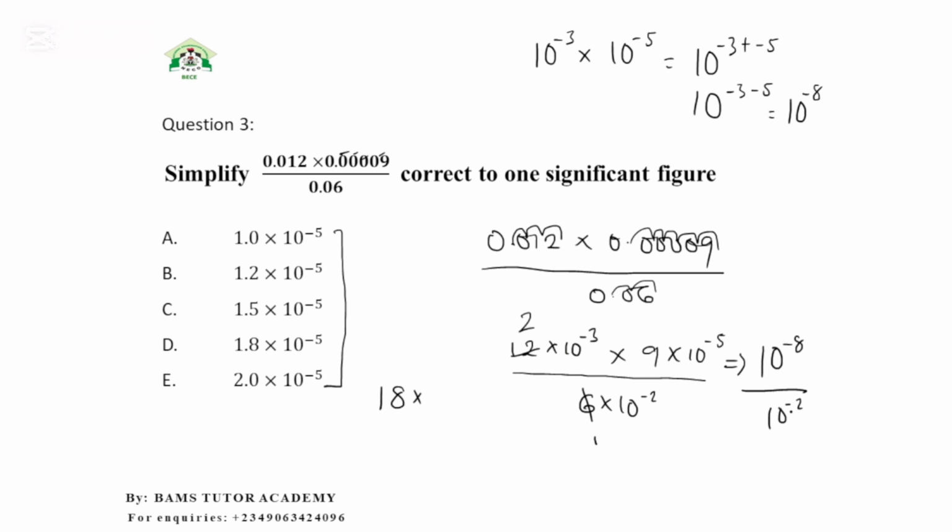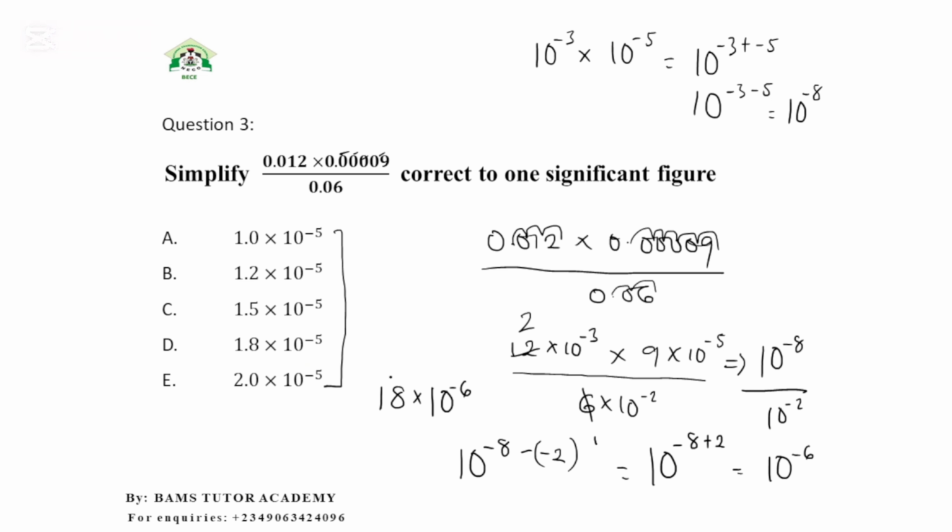Now they are dividing, so I'm going to what? Subtract the powers. So that will be 10 to the power of minus 8 minus 2. And because I'm having a minus times minus, that's going to be a plus. So that's 10 raised to the power minus 8 plus 2, right? And that's going to be 10 raised to the power of minus 6. So I now have 18 times 10 raised to the power minus 6.